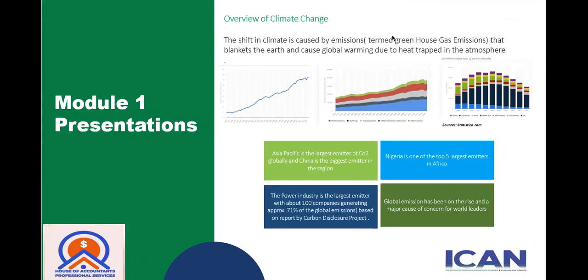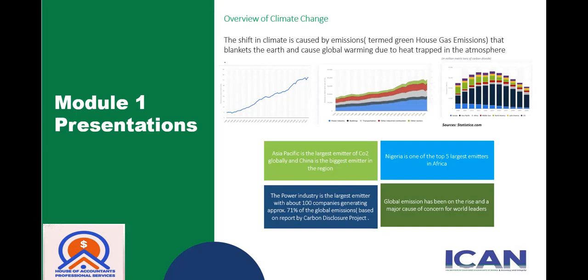Now, overview of climate change. The shift in climate is caused by emissions, termed greenhouse gas emissions, that blanket the earth and cause global warming due to heat trapped in the atmosphere. Okay, I think I've explained that. Asia Pacific is the largest emitter of CO2 globally, and China is the biggest emitter in the region. You know, China is in Asia, so Asia is the largest emitter of this climate pollution.